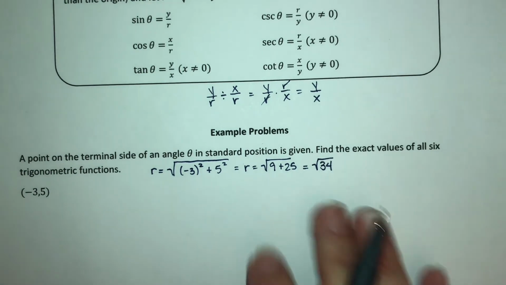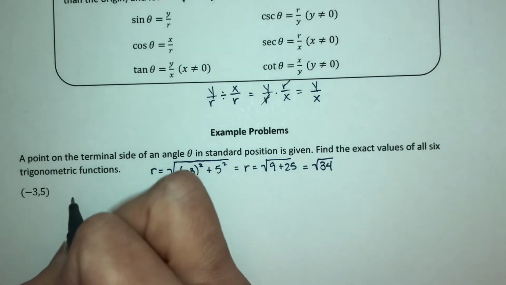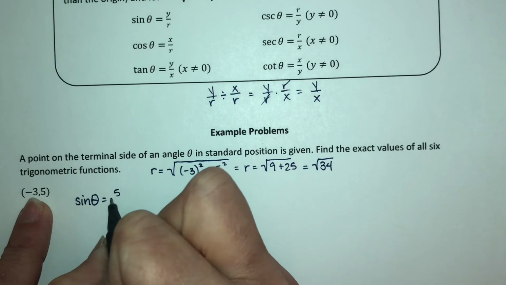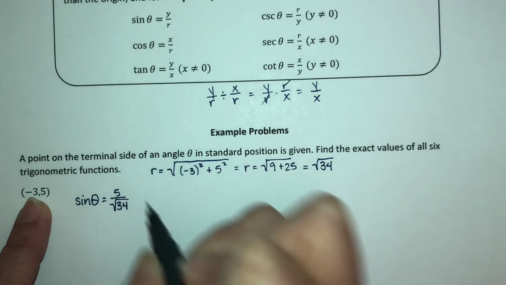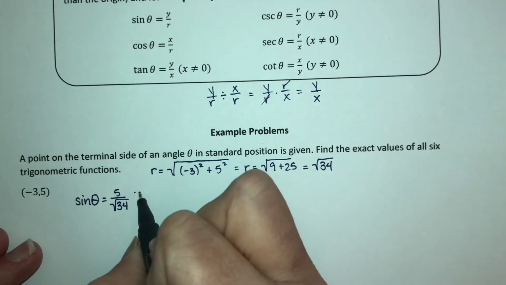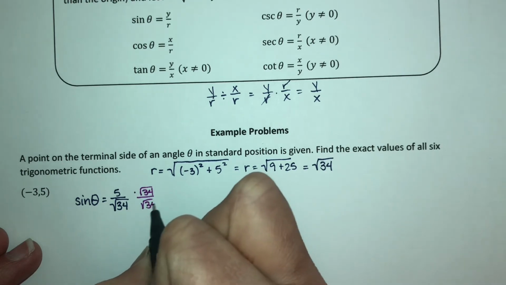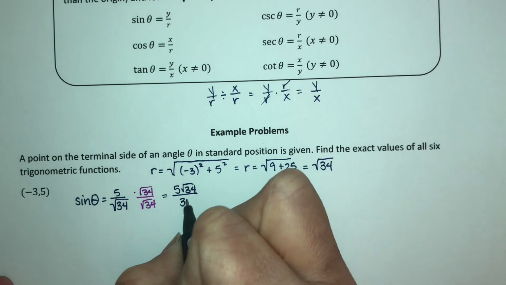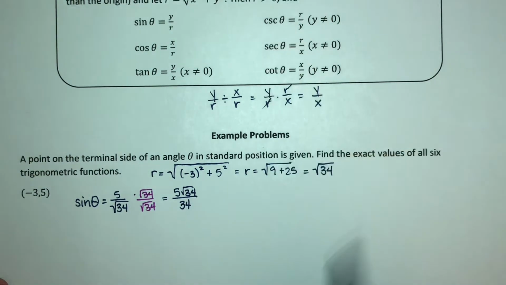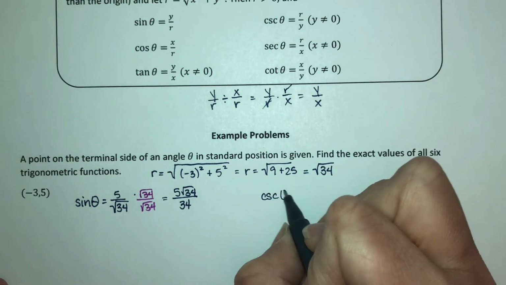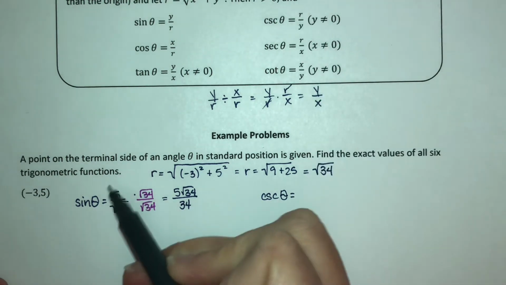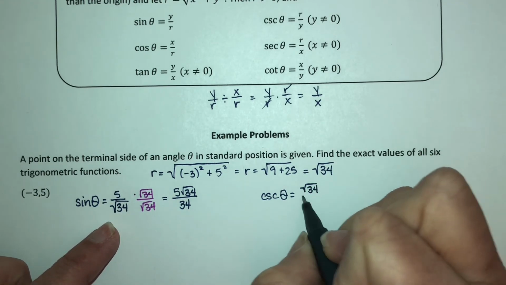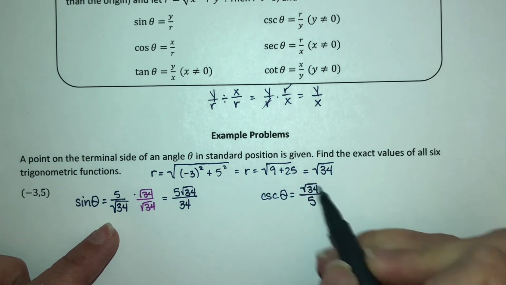Now we're going to find our trig functions. Sine of theta is y over the radius, so this would be 5 over the square root of 34. If you rationalize this by multiplying top and bottom by the square root of 34, you get that sine is 5 times the square root of 34 over 34. Now let's find its reciprocal function. Cosecant of theta is the radius over y, or the reciprocal of this. I do want to use the unrationalized form here. This gives me the square root of 34 over 5. Since our square root is in the numerator, we don't need to rationalize anything.